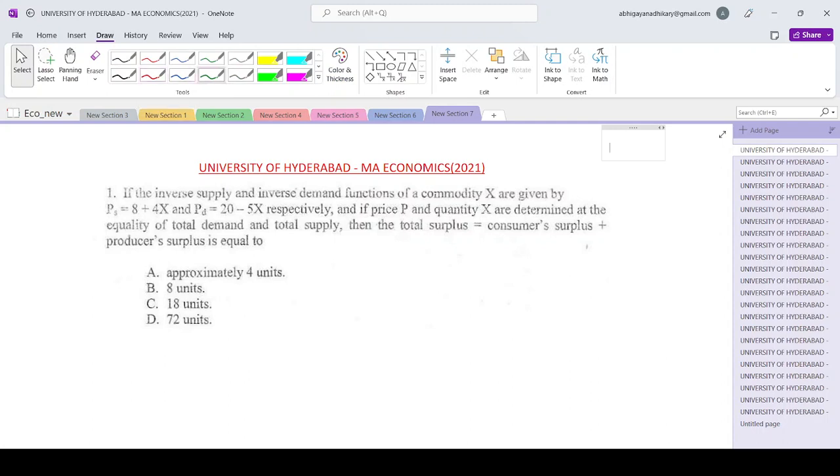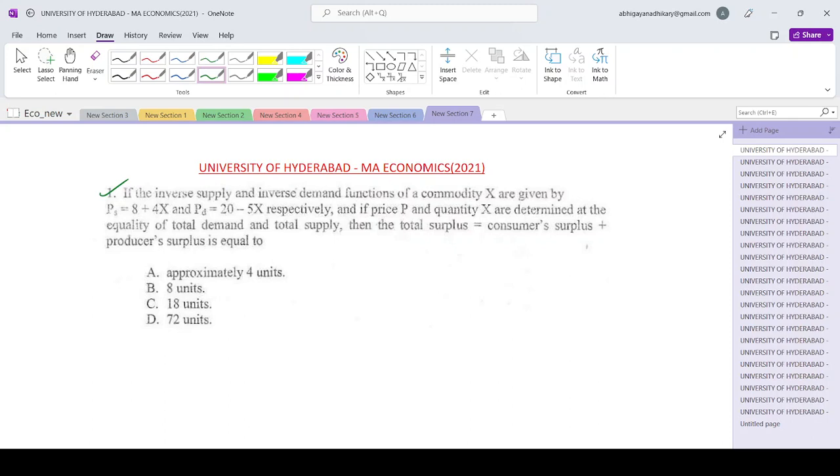Today we are looking at the University of Hyderabad Economics entrance exam paper and question number 1. If the inverse supply and the inverse demand functions of commodity X are given by PS equals 8 plus 4x and PD equals 20 minus 5x respectively, and if the price P and quantity X are determined at the equality of total demand and total supply, then the total surplus is approximately equal to one of the four options.